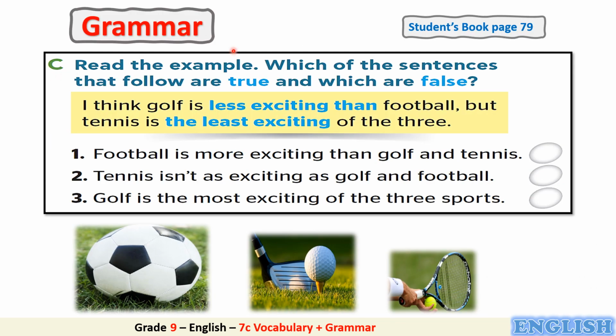This is exercise C in the student's book, page 79. Read the example. Which of the sentences that follow are true and which are false? I think golf is less exciting than football, but tennis is the least exciting of the three. Read the sentences and decide which are true and which are false. Pause the video, think, then answer.